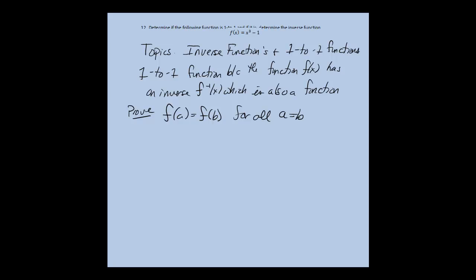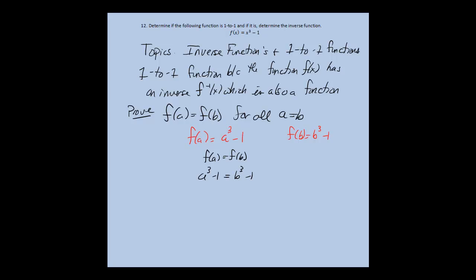So here, we'll do this in red, we're going to find f of a. f of a is equal to, everywhere we see an x, we plug in a, so we get a cubed minus 1. And then f of b will equal b cubed minus 1. So what we have to do is set f of a equal to f of b. So a cubed minus 1 will have to equal b cubed minus 1.